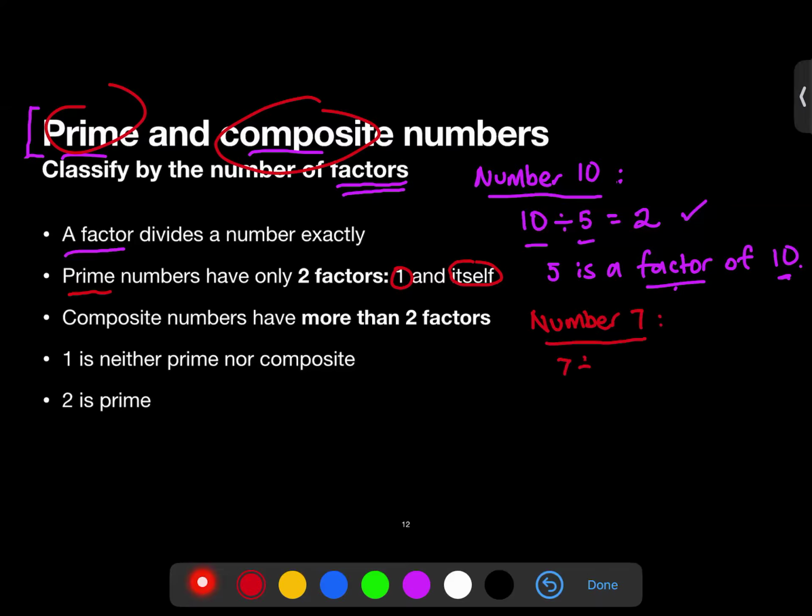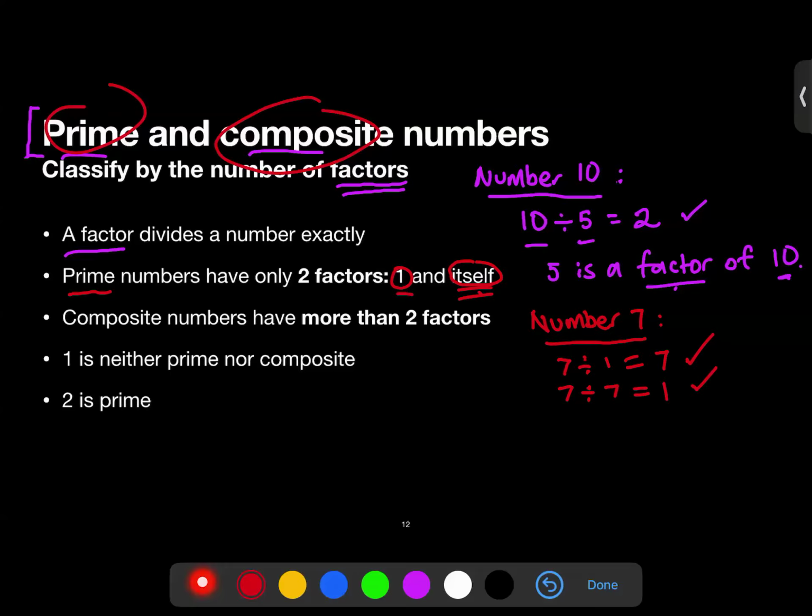7 is in fact divisible by 1, so is any number. So 7 divided by 1 is 7. So 1 is a factor of 7. Itself, if we try 7 divided by itself, 7, we get 1. And that's also a perfect division. So we have confirmed that the two factors of 7 are 1 and itself.